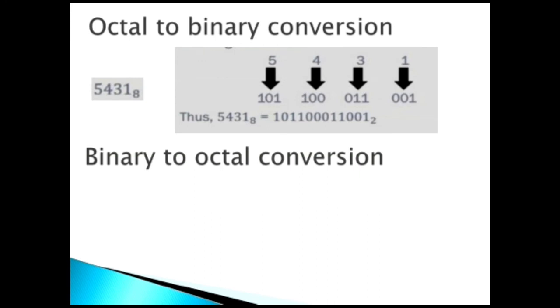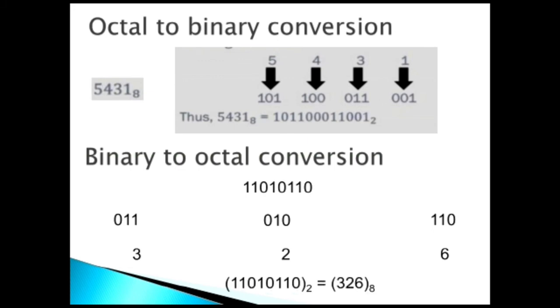Now let us see binary to octal number conversion. Suppose this is an example. Now here we will make the set of 3 digits and each 3 digits are then represented as a binary number. In the first case 110 is nothing, it is 6. 010 is equal to 2. 011 is equal to 3. So 326 is the octal number of this example.